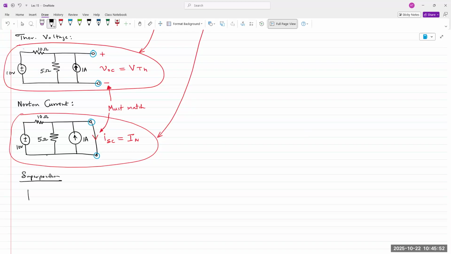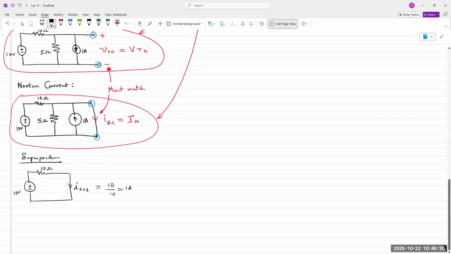So if I analyze this using superposition, for the first one, I have my voltage source, I have a resistor, and then I have the short circuit. Current sources are open, right? In superposition, only Vs is active. So the only thing left in here is the 10 ohm resistor. So this is ISC1, which would be 10 over 10, which is 1 amp.